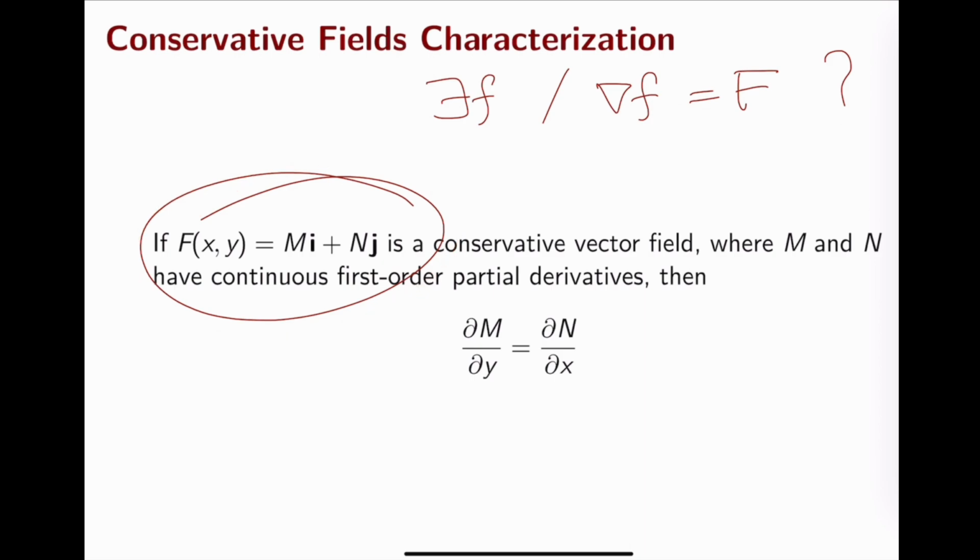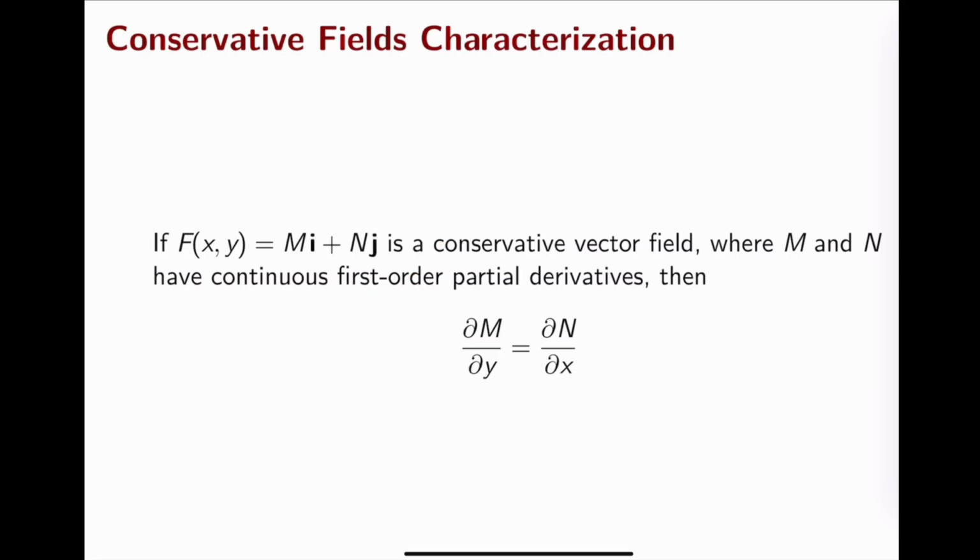Well, what we can observe, because we know some properties of the partial derivatives, is that if our vector field has two components, let's call them m and n, first and second component. Suppose that the first component were actually the partial derivative of f with respect to x, and suppose that the second component were the partial derivative with respect to y. So let's suppose that this function f really exists.